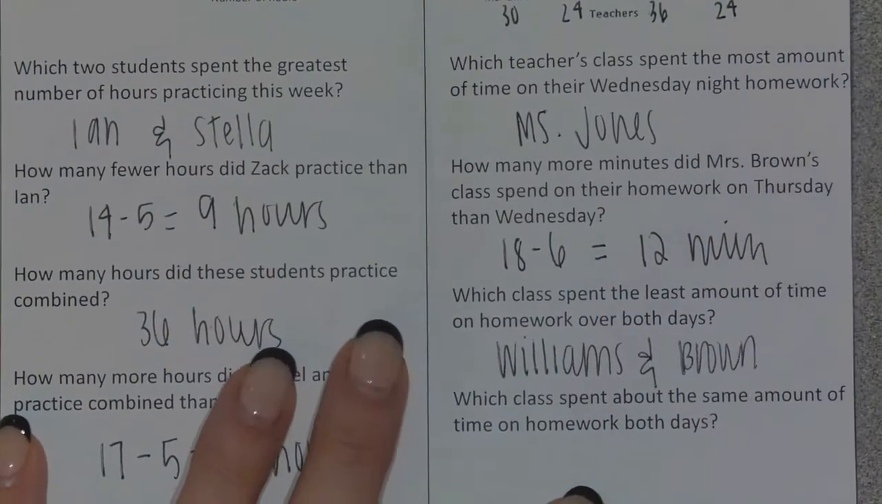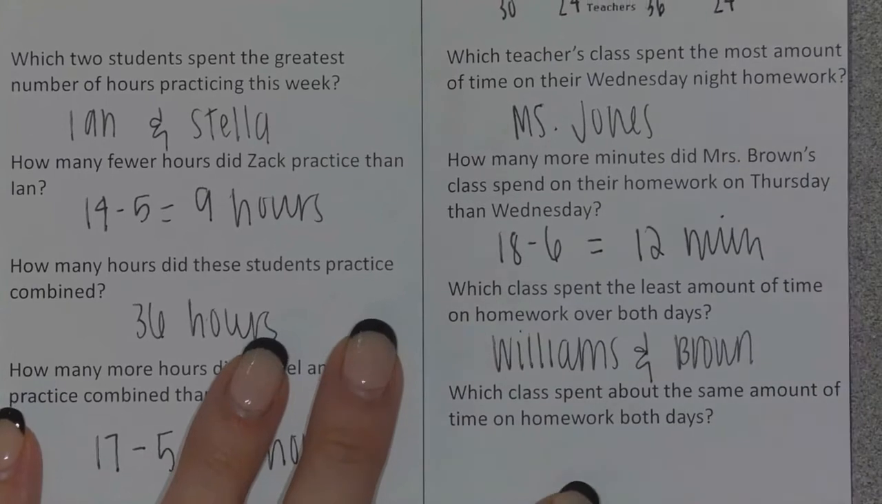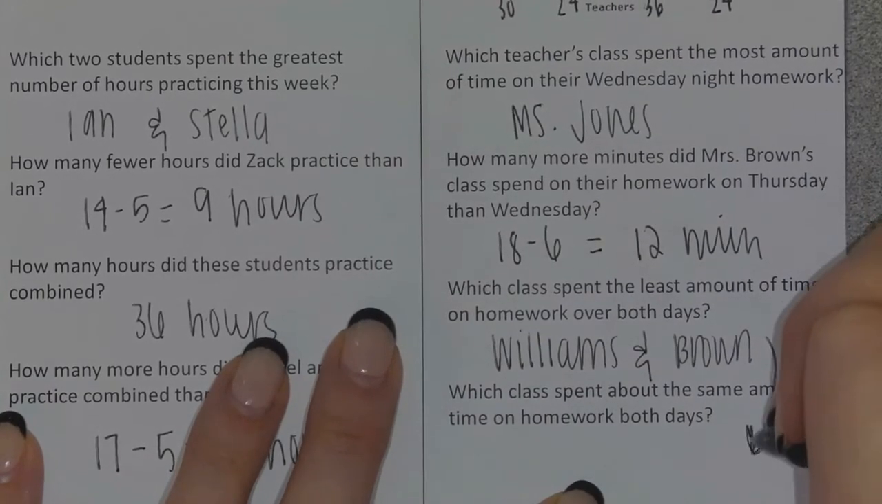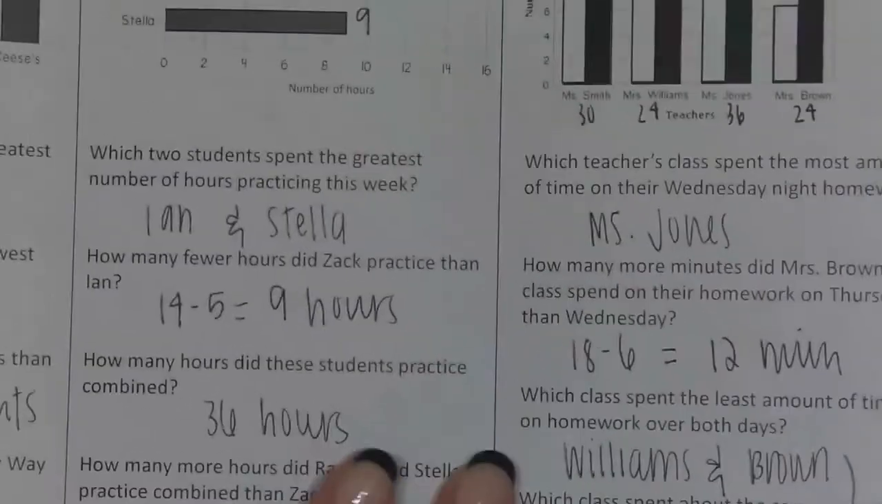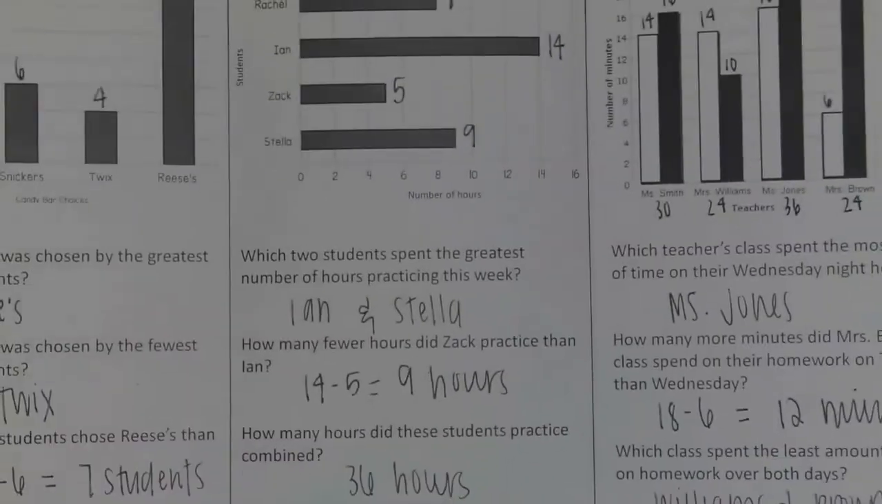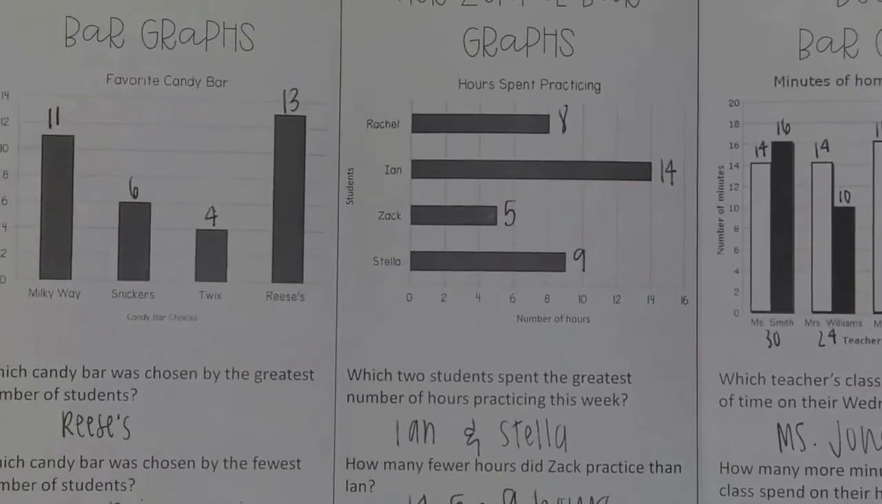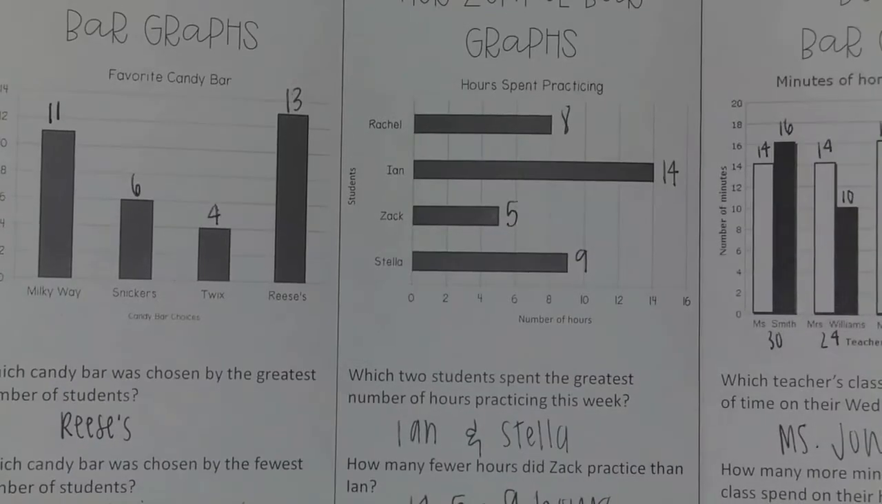And then our next question says, which class spent about the same time on homework both days? That would be, again, Miss Williams and Miss Brown. So again, those are our bar graphs. We always want to look for the title, your X and Y labels, and then the scale. What are you going by?